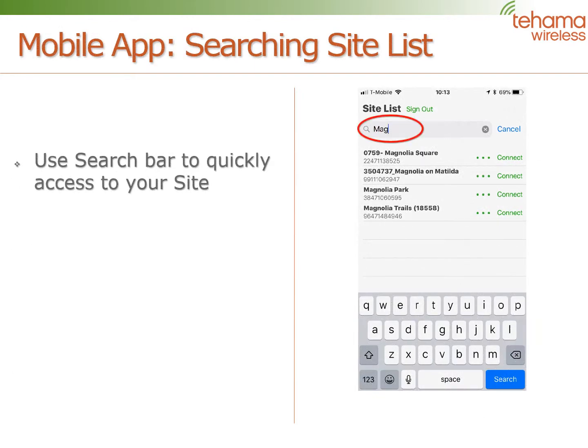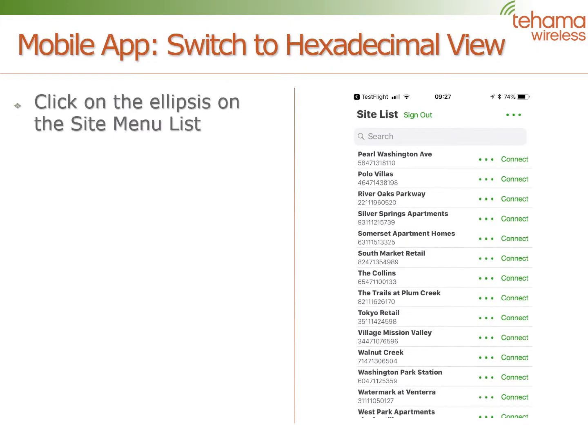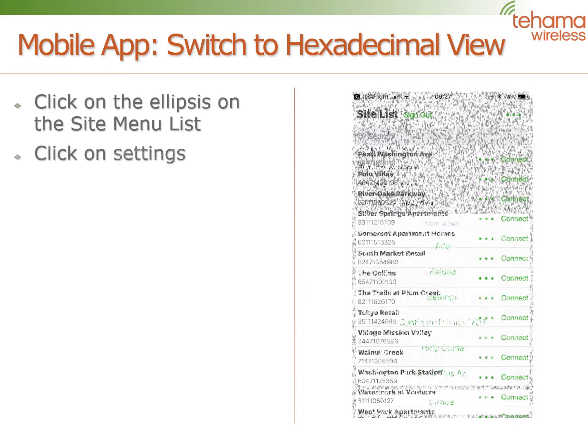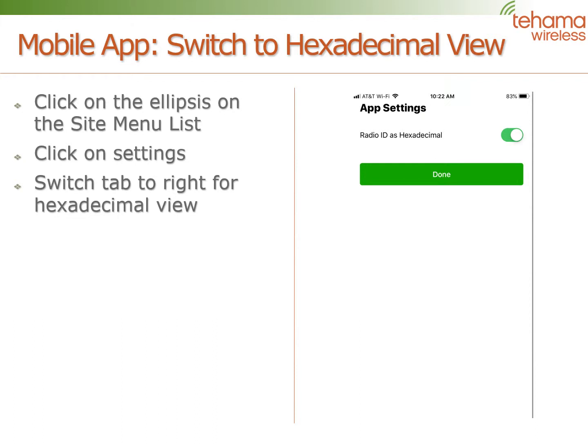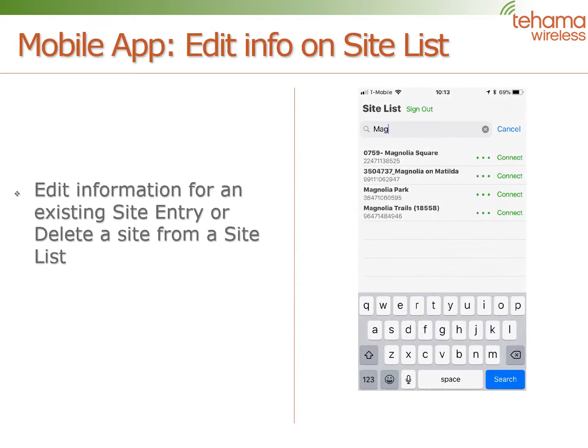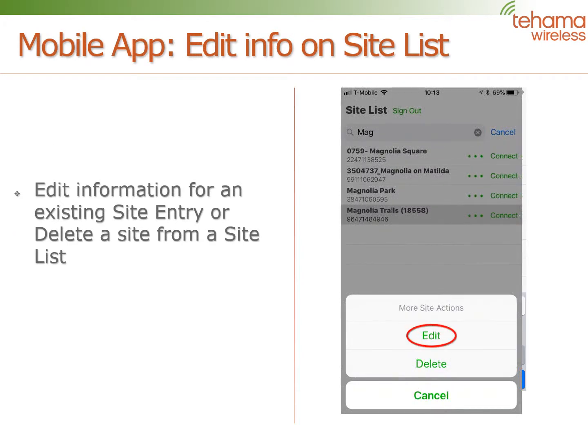Using the search bar, you can quickly access a site from the shared site list. To switch to a hexadecimal view, click on the ellipsis on the site menu list, then click on Settings. Slide the button to the right to enable or left to disable, and then tap Done. If you need to edit a site from the list, click on the ellipsis of that site and tap Edit to make changes or Delete to remove a decap from a site list.